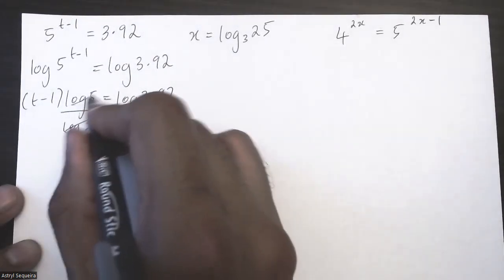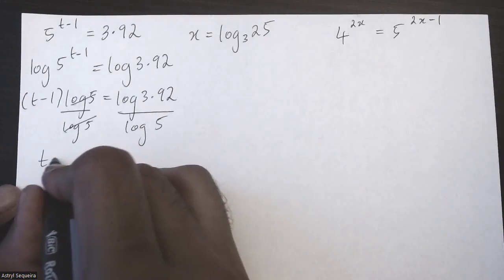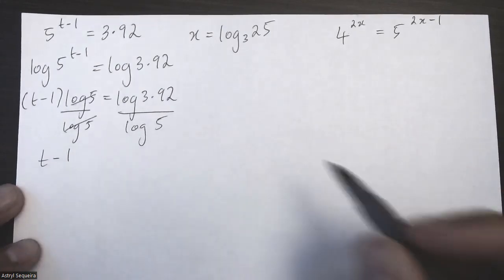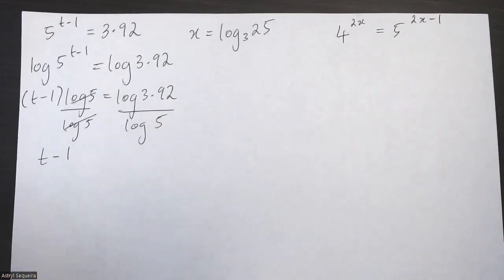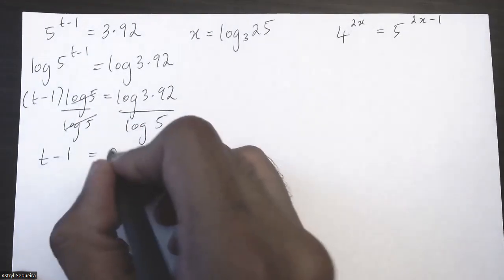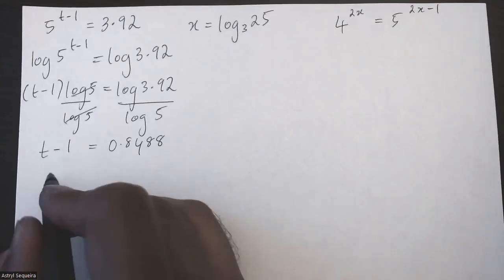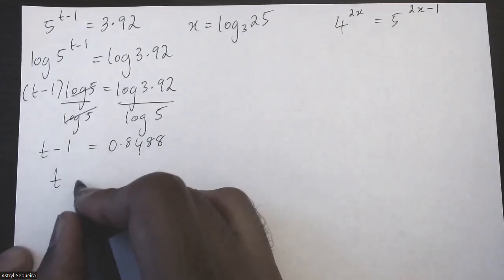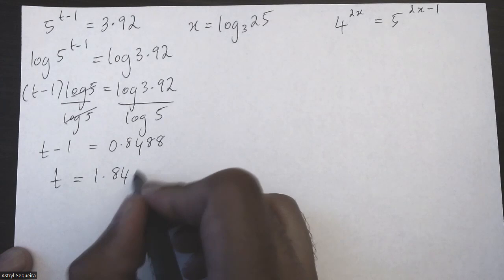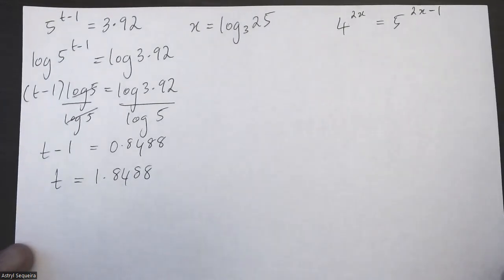And over here, log 5 and log 5 just cancel. So I'm just left with t minus 1. And over here, I'm going to do this in my calculator. So log 3.92 over log 5 is 0.8488. I've rounded to 4 decimal places here, but take as many as you need. Then I'm going to just move the negative 1 and add it. So 1.8488 is my final solution.